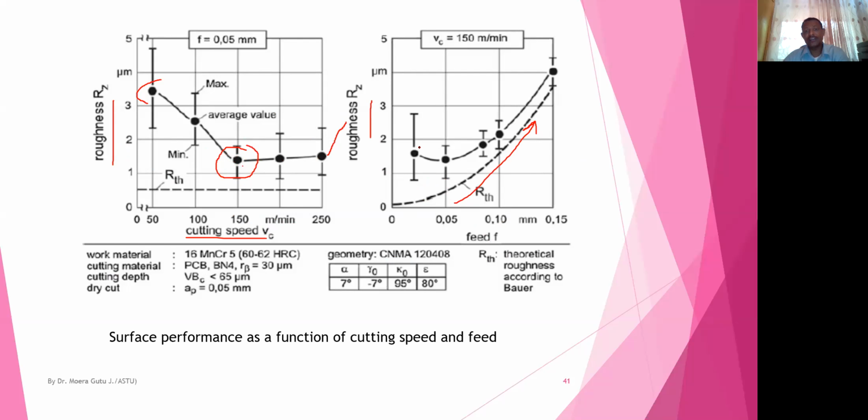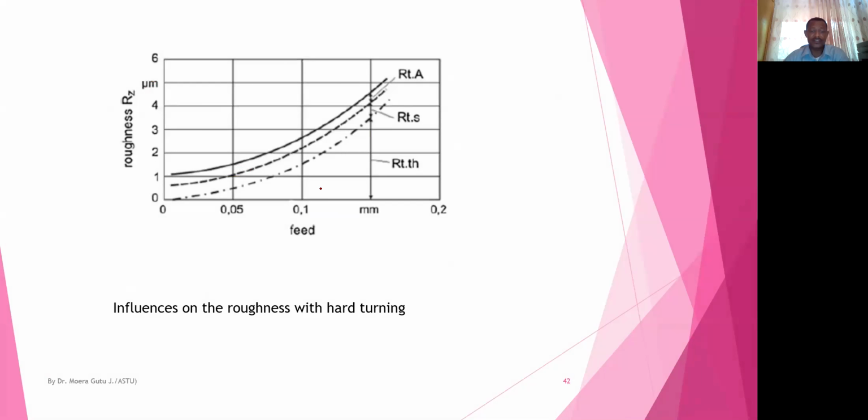But in the beginning also, at the low feed, the surface roughness is high. So the optimized value is this one. For every material, there is an optimized parameter. By research, you have to find that optimized parameter, which is economical for machining.